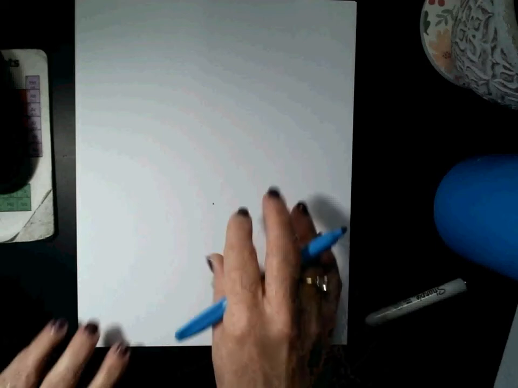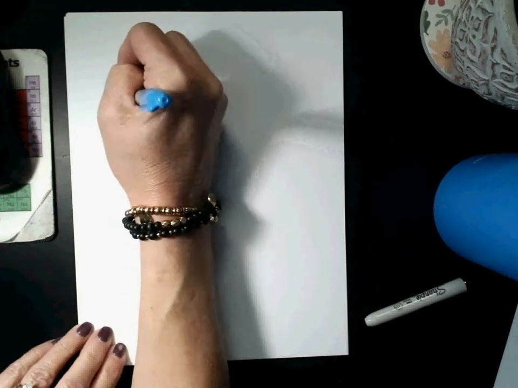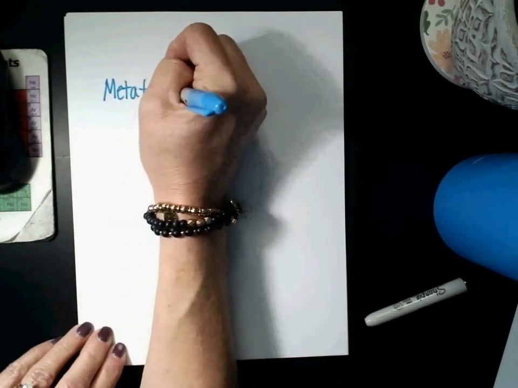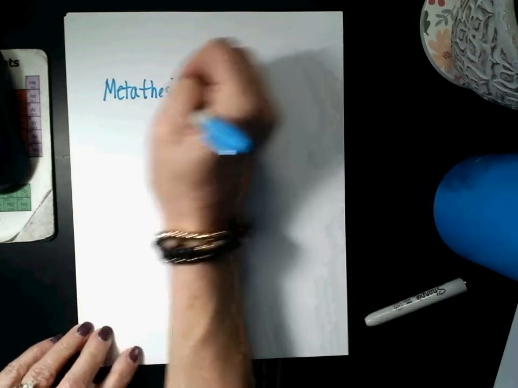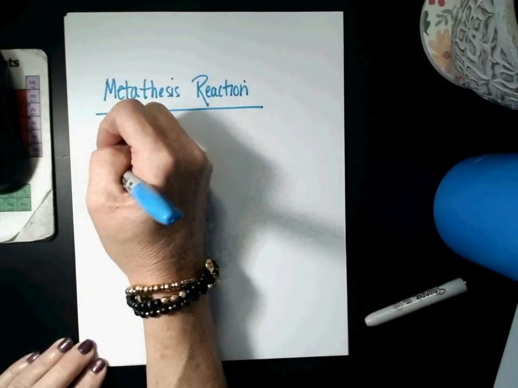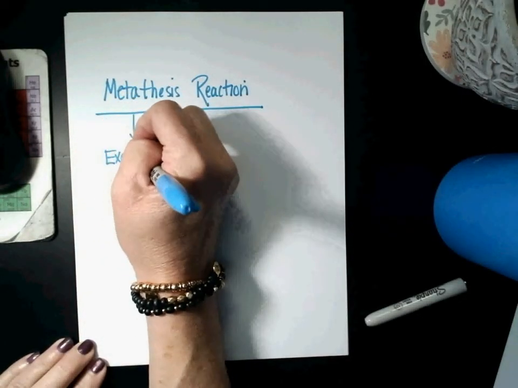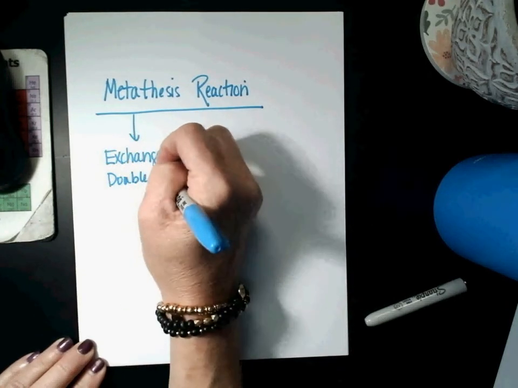All right, so now I'm going to show you a new word, a new kind of reaction. Well, you really already know the reaction, but there's another name for it. Oh no, I'm just getting started. I need to run stuff off. Metathesis reaction, that's a new name. This is also called an exchange reaction or double replacement, which is the way we've learned it so far.